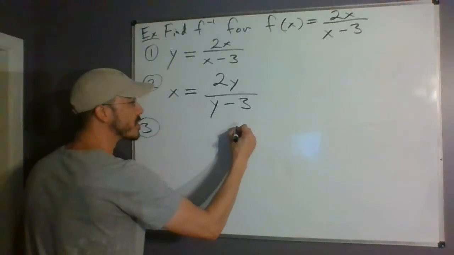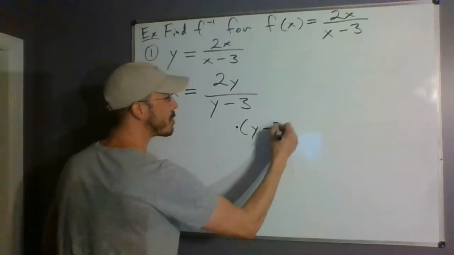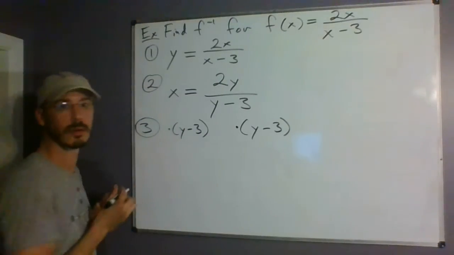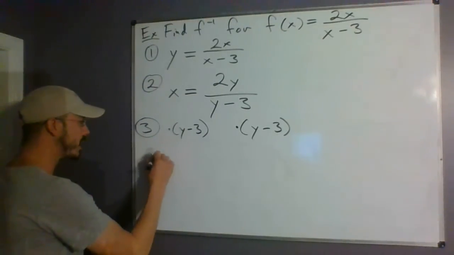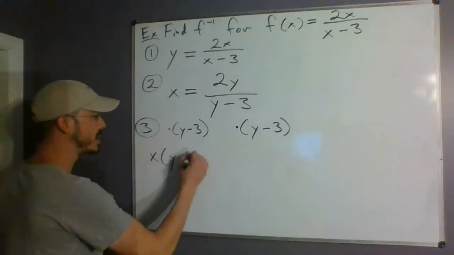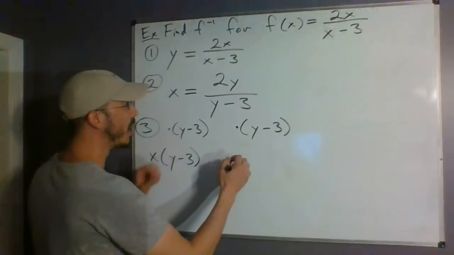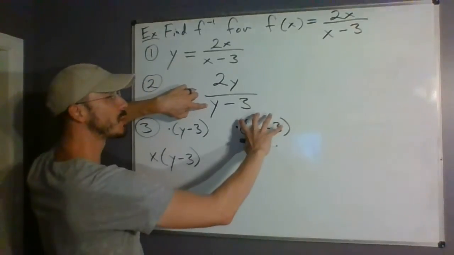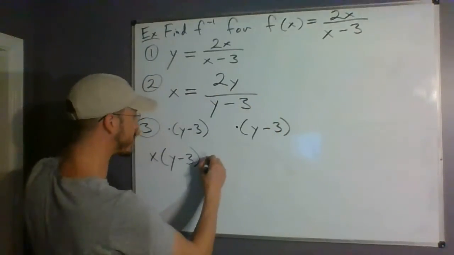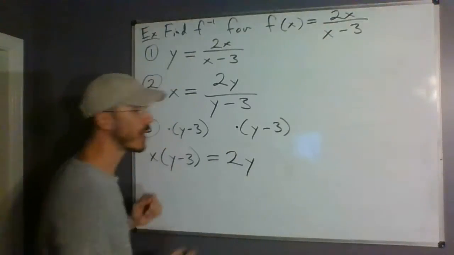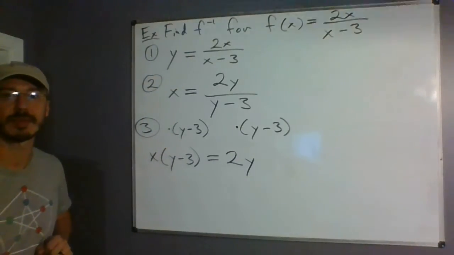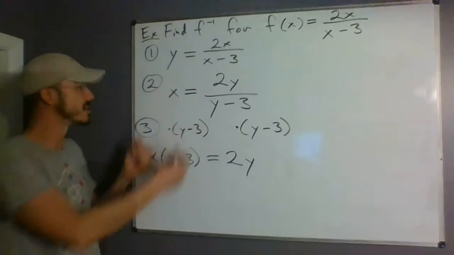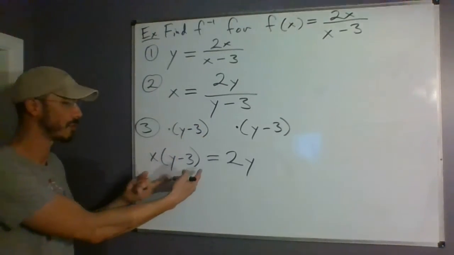What I'm going to do first is multiply both sides by y minus 3. So over here I get x times y minus 3. And over here, well, it's 2y divided by y minus 3 times y minus 3. Those cancel. All that's left is the 2y. That's why I did it, multiplying by the denominator on both sides. And it's not even a rational expression or rational equation anymore.